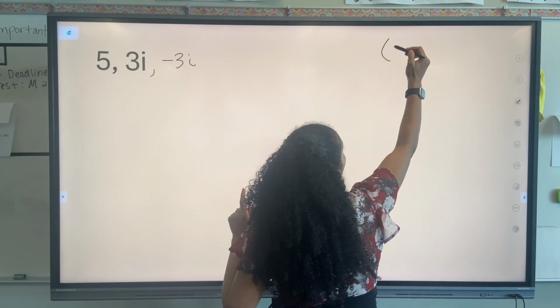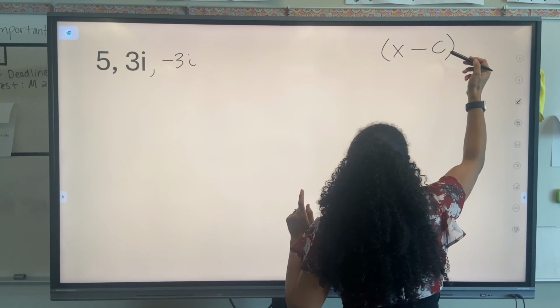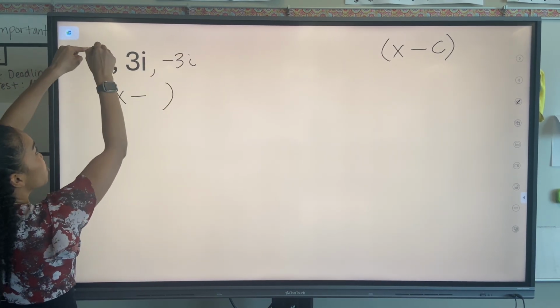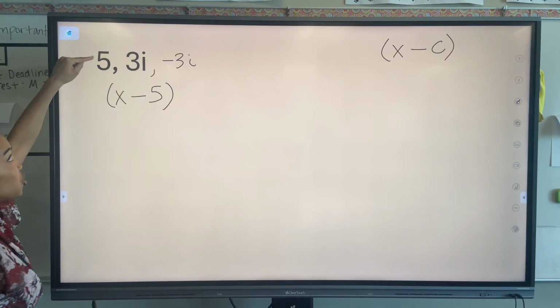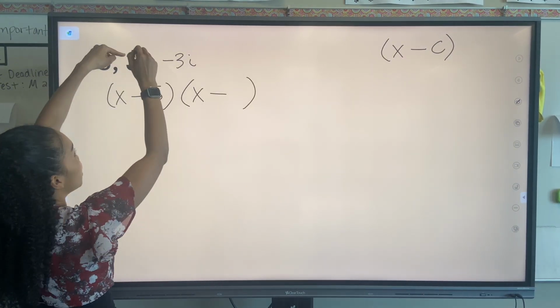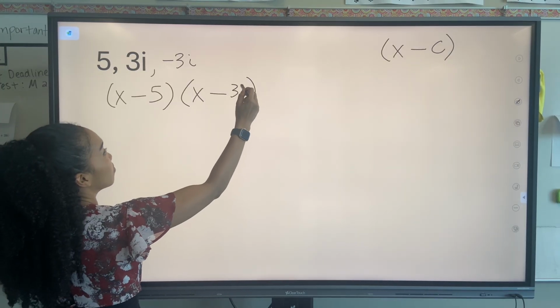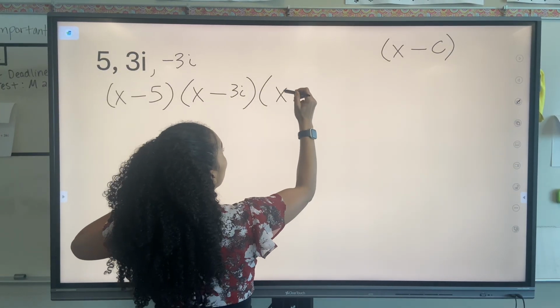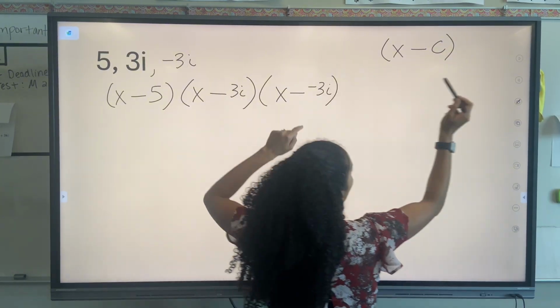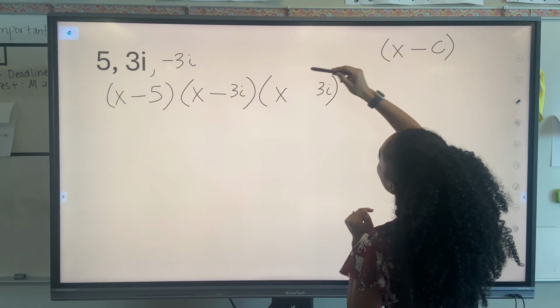Remember, the format is always x minus c. So for this one, x minus, and your answer is 5, so you put in a 5. That's your first factor. This one is x minus, and you put in your answer 3i. Your last factor is x minus, and you put in your answer negative 3i, so how should I write it? X plus 3i. Yep, x plus 3i.